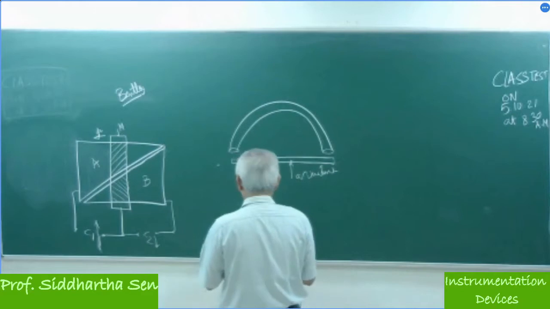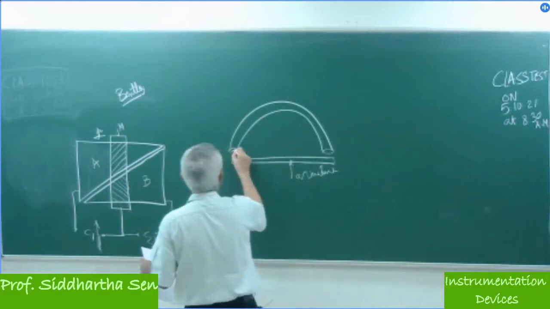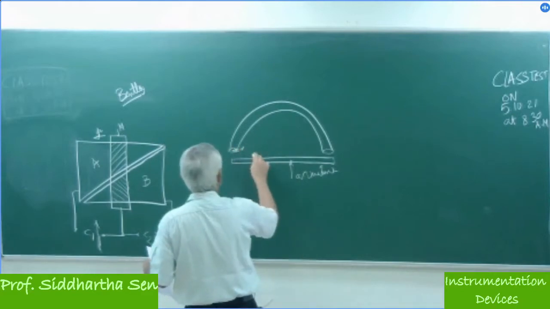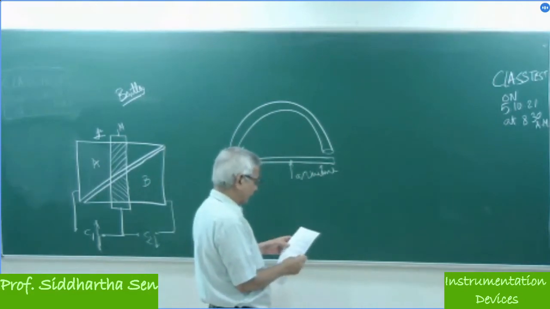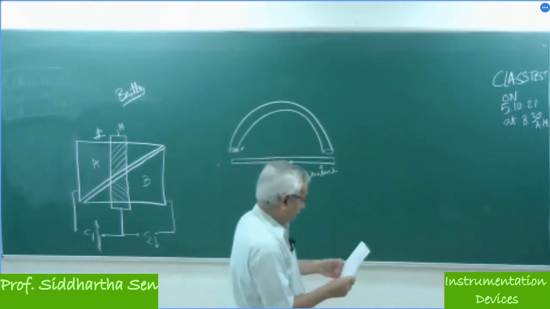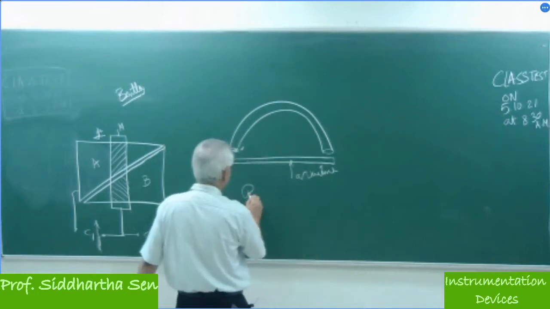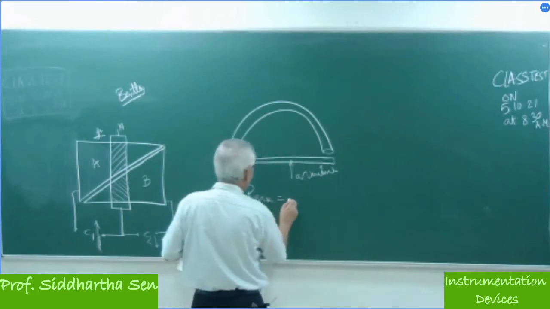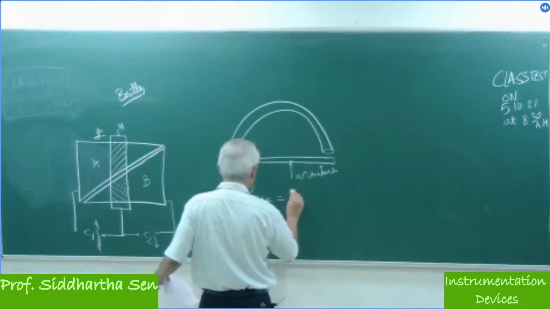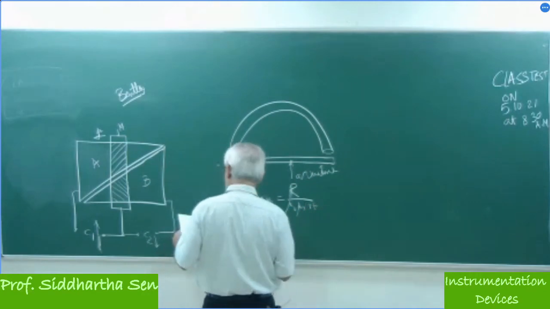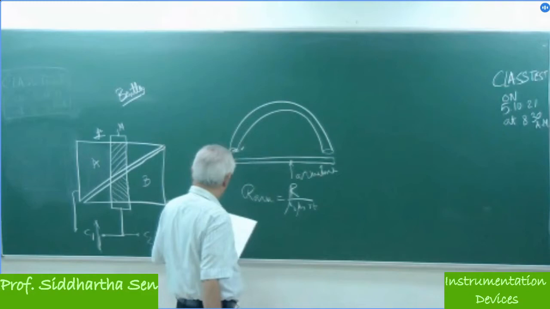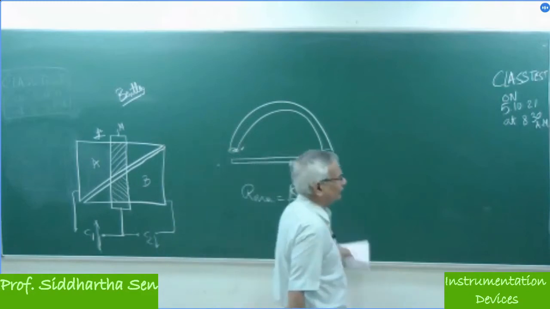So they have given that this is your radius R and this is the thickness T, and the reluctance of the armature can be calculated as R armature is equal to capital R divided by mu 0 mu R into small r into T. So this is what is given there.